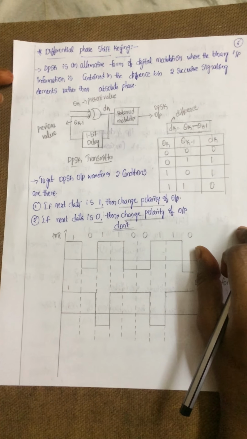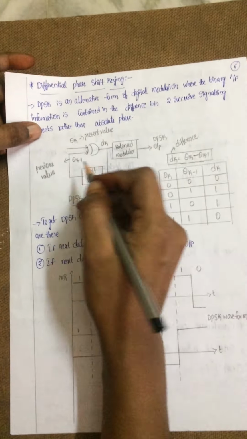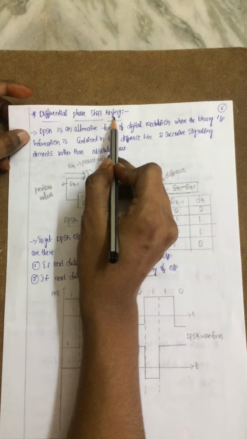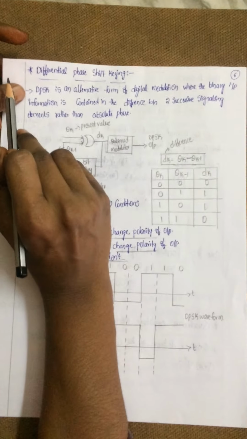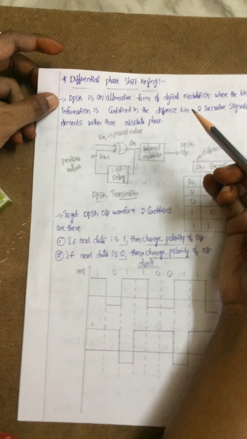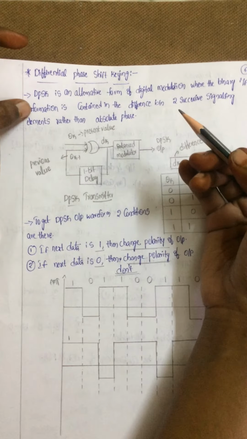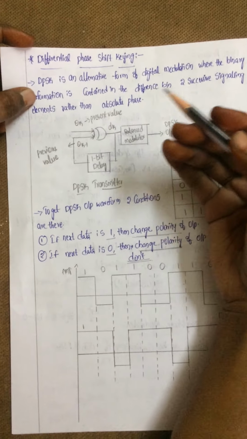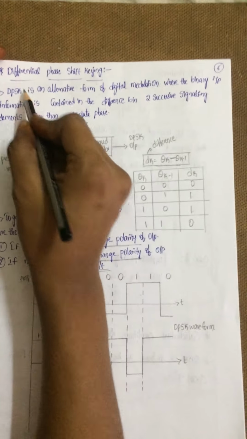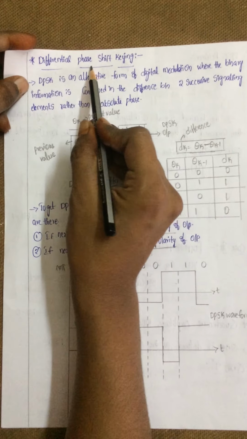Next we'll see DPSK, that is differential phase shift keying. As of now we have seen ASK, FSK and PSK. Now we'll see the advanced one of PSK, that is DPSK. In PSK there is one drawback. For every change in the input signal we have to change phase, which results in power consumption, power wastage, and which causes delay. To avoid those two drawbacks we prefer DPSK, differential phase shift keying.